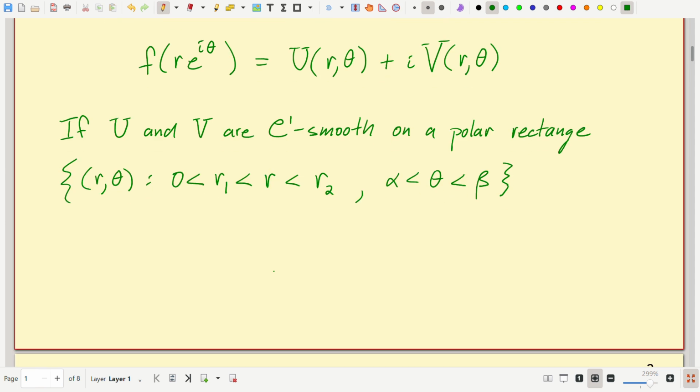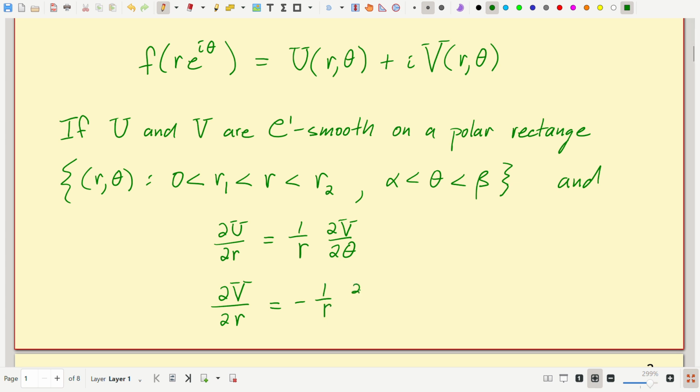So I suppose I got two C1 smooth functions like that, and they satisfy the polar Cauchy-Riemann equations, which are du/dr needs to be equal to 1 over r dv/d theta, and dv/dr equals minus 1 over r du/d theta. Those are the polar Cauchy-Riemann equations.